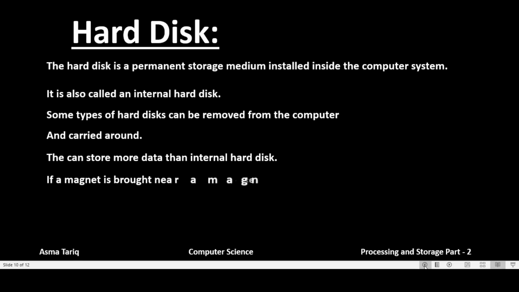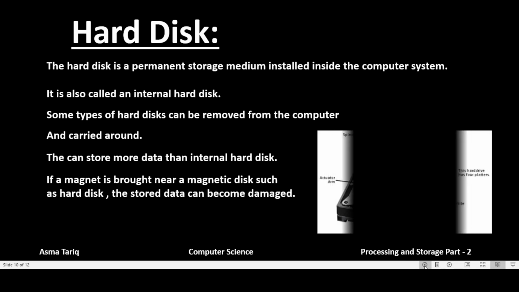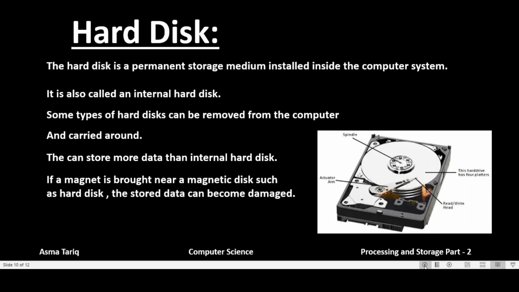Some types of hard disk can be removed from the computer and carried around. They can also store more data than internal hard disks. Hard disk cartridges and hard disk packs are examples of portable hard disks. They are used with minicomputers and mainframe computers. If a magnet is brought near a magnetic disk such as a hard disk, the stored data can become damaged. There is less chance of this happening with the internal hard disk than with the external hard disk.